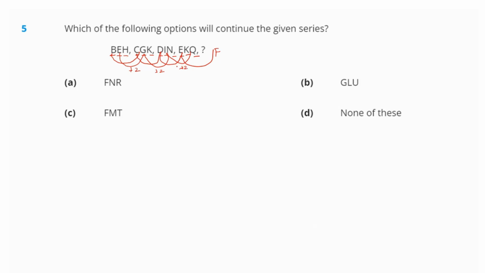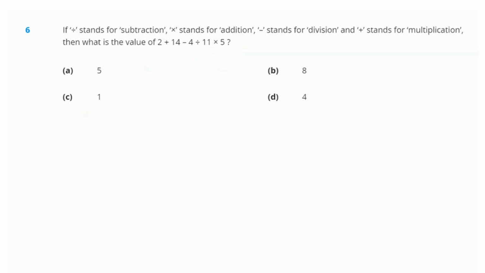K plus 2 gives us M. And if we try to look at the last letters, alphabets, we see that there is a jump of 3 in every alphabet. N plus 3 gives us Q, so Q plus 3 gives us T. So the correct answer is FMT. C is the correct answer. Moving on to the next question.